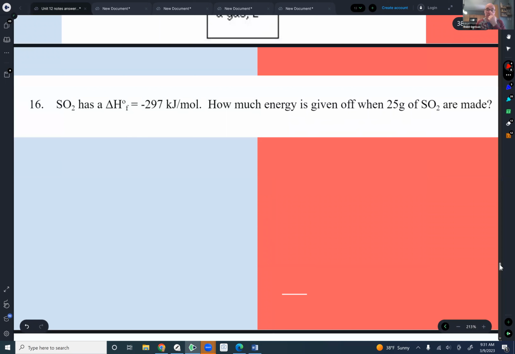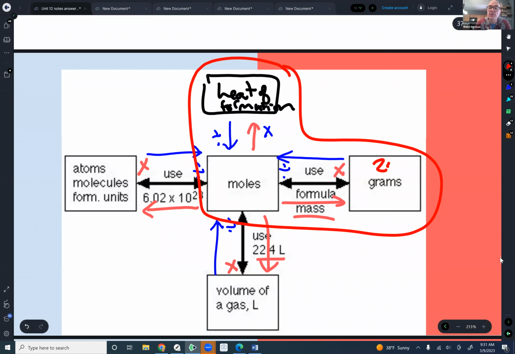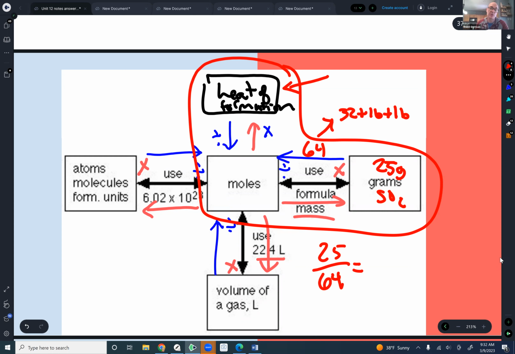So here's our first example. I have 25 grams of SO2. So let's take a look at the mole map at how this works. If I have 25 grams of SO2 and I want to convert it into heat, the process requires us to go through moles. Follow the blue arrow and it says we will divide. What will we divide by? The weight of SO2, which is 64. So I take 25 and I divide it by 64, the weight off the periodic table. Sulfur weighs 32. Each of the oxygens weighs 16. That's where that value comes from.